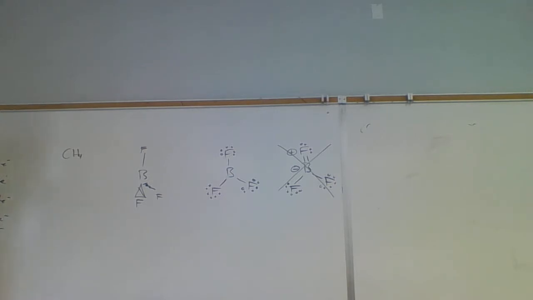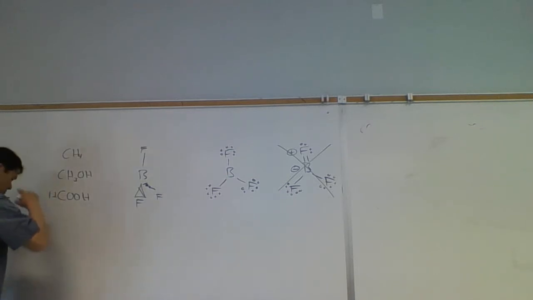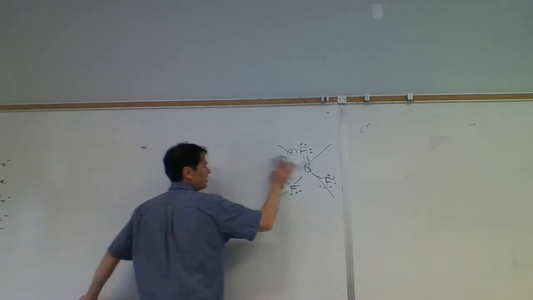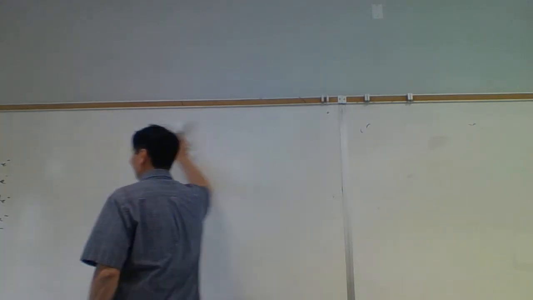No. Or methanol, CH3OH. 3D? No. Or methanoic acid, HCOOH. So none of these are 3D. What we do, though, is we try to draw out the Lewis structure. After we draw out the Lewis structure, then we try to visualize it in 3 dimensions. And that means having to tweak the Lewis structure a little bit.